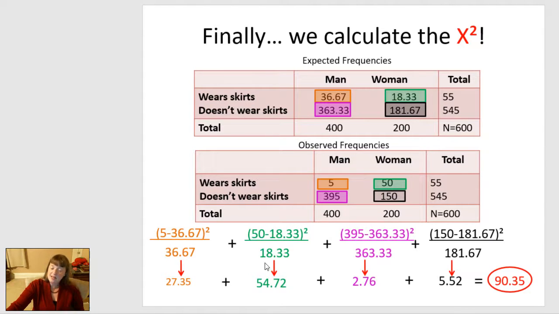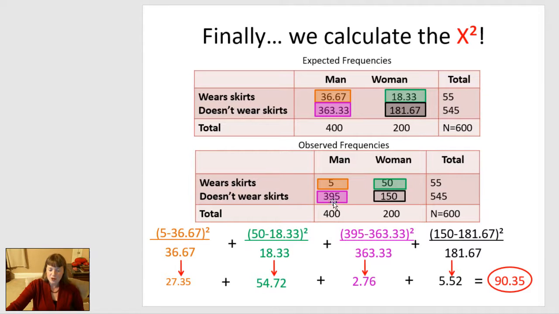Then I do that for my second group, women wearing skirts. What I actually observe of 50 women minus what I'd expect to see, 18.33. Square that, divide by what I'd expect to see to get 54.72. Now, of course, in your lab, you're going to have to show each and every single step. I'm just truncating it because this is our second example, in the interest of time. You need to show me each and every single step, right?